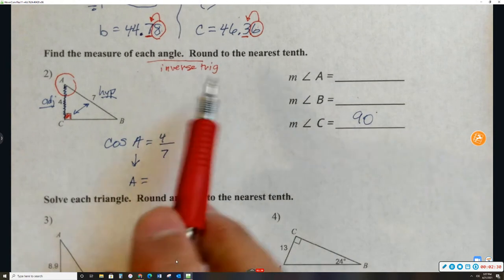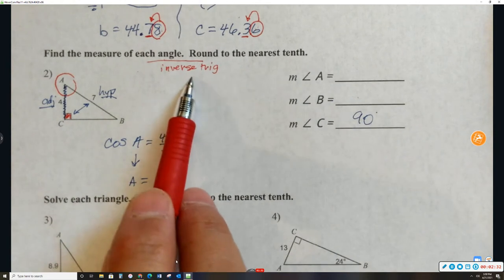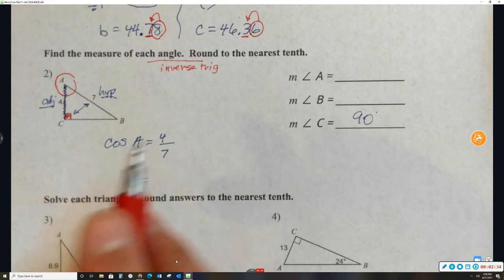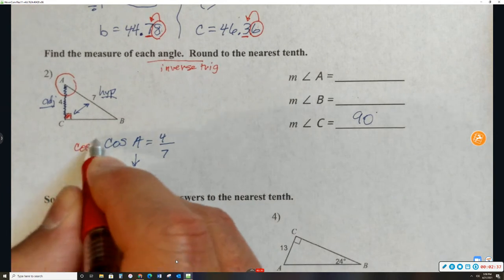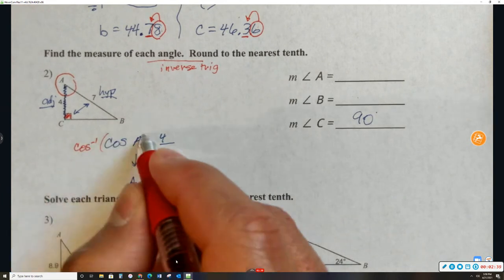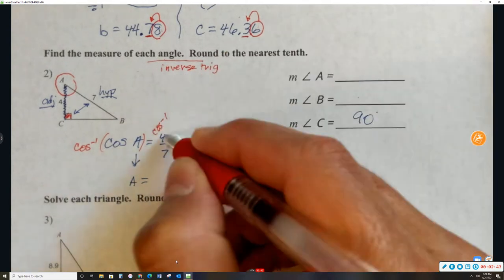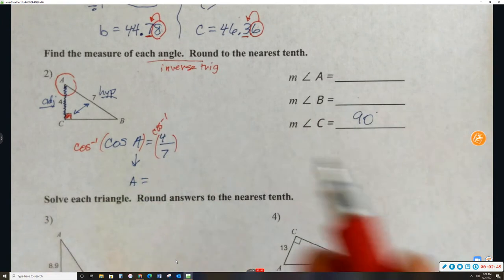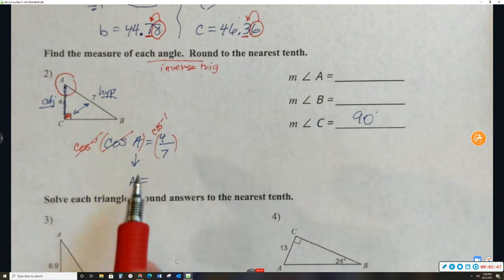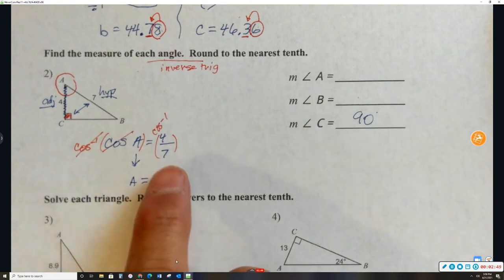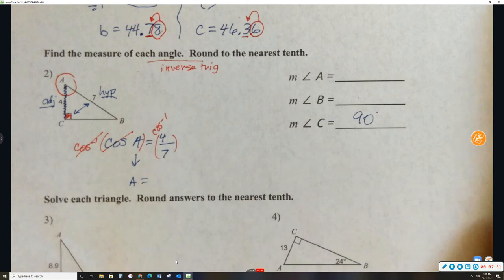And how do we do that? We use the inverse function. We're going to take the inverse of cosine, and actually of both sides of the equation. I don't have space in here, so I'm going to write it slanted. But it would look like this. Cosine inverse and cosine cancel. A comes down. And then this guy we type in our calculator.